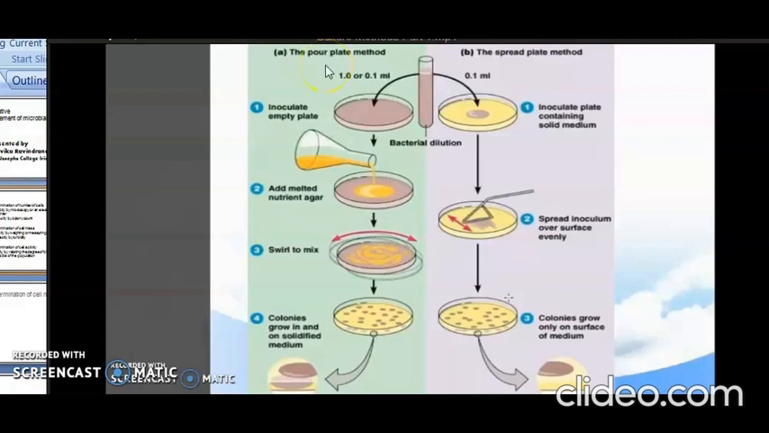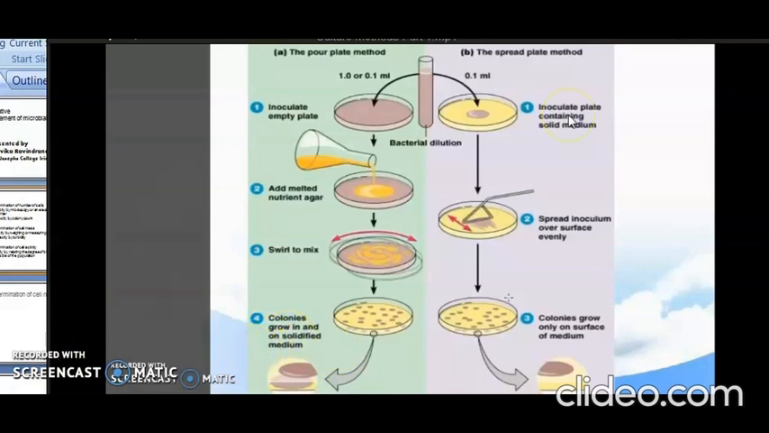In the pour plate method, 1 ml of the sample is taken and inoculated into the empty plate. An appropriate melted agar medium is poured into the petri dish and is thoroughly mixed with the inoculum by rotating the plate. After solidification of the medium, the plates are inverted and incubated for 18 to 24 hours, and the colonies can be seen grown in and on the solidified media.